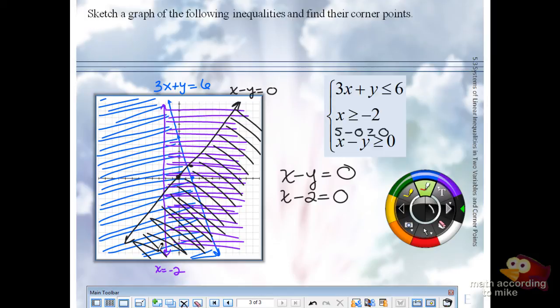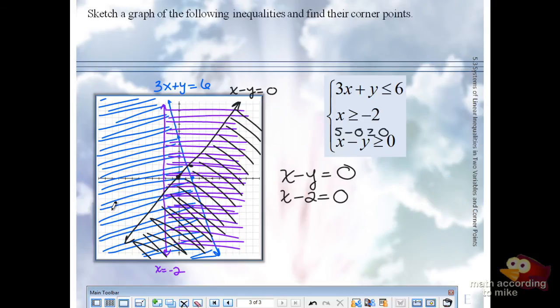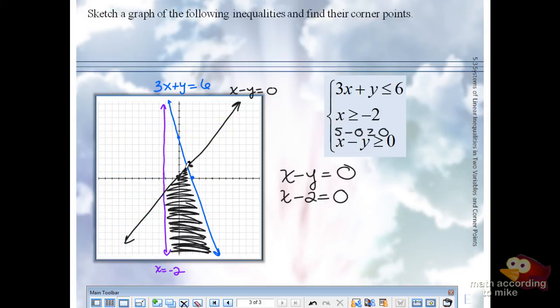So we're between the purple and blue lines, and we're underneath the black line. What I'm going to do is clean this graph up a little bit. On your end, please shade your final region the darkest. So this should be your feasible region.